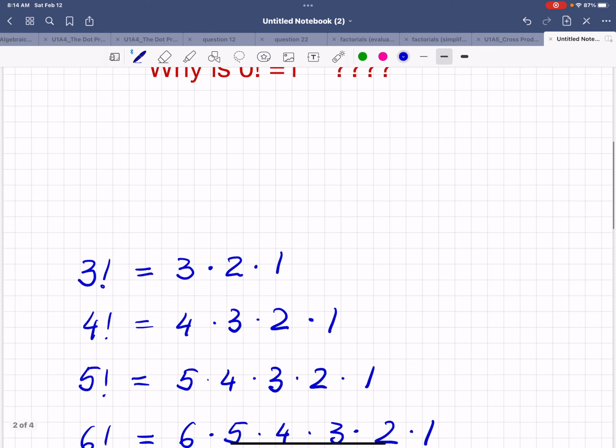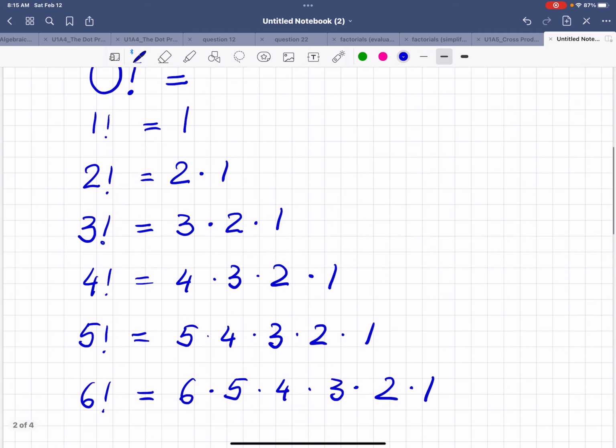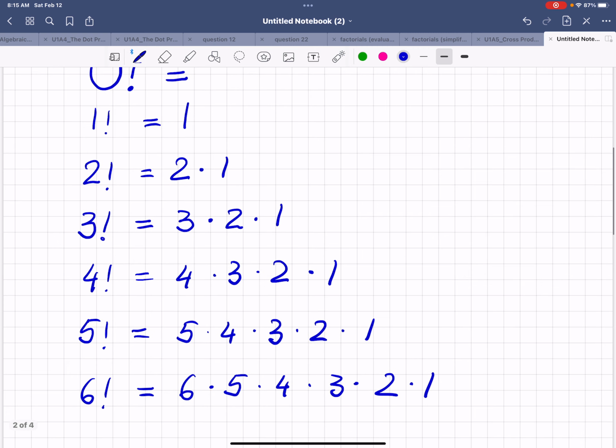And let's go back to 2 factorial. That would be 2 times 1. And 1 factorial must be just 1 because we've hit the factor of 1. And here is our big question. How about 0 factorial? In order to figure out what 0 factorial equals, we will start observing some patterns.